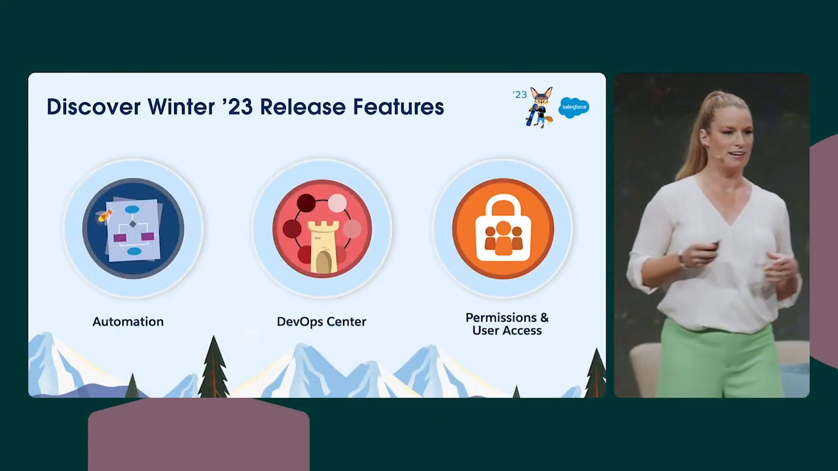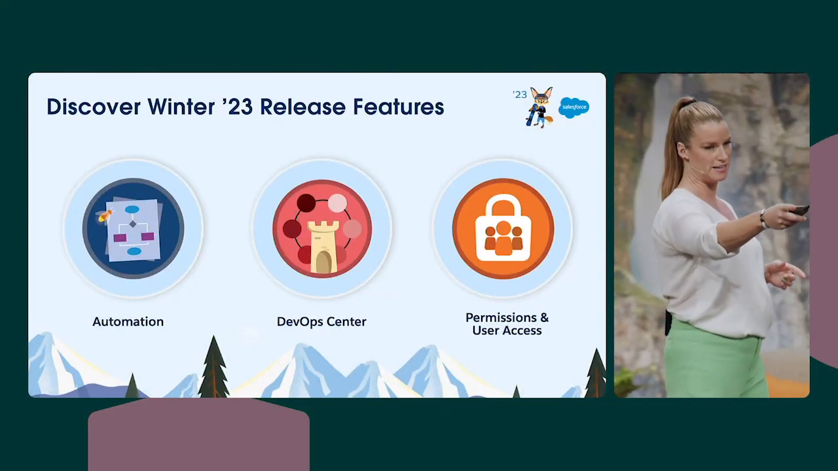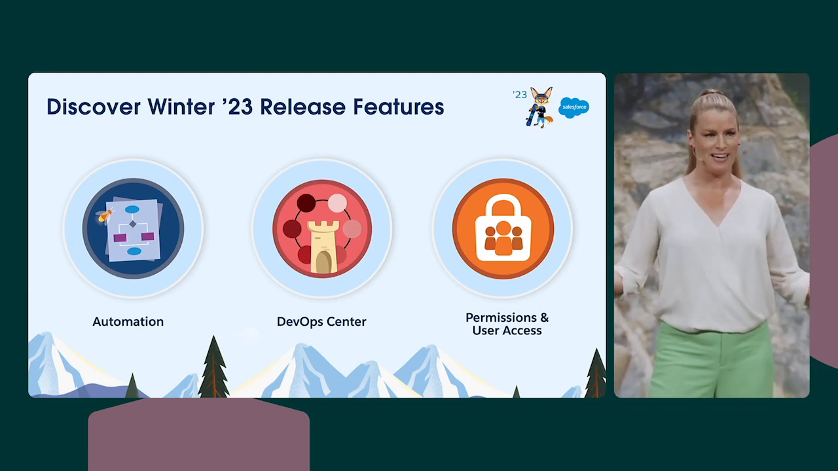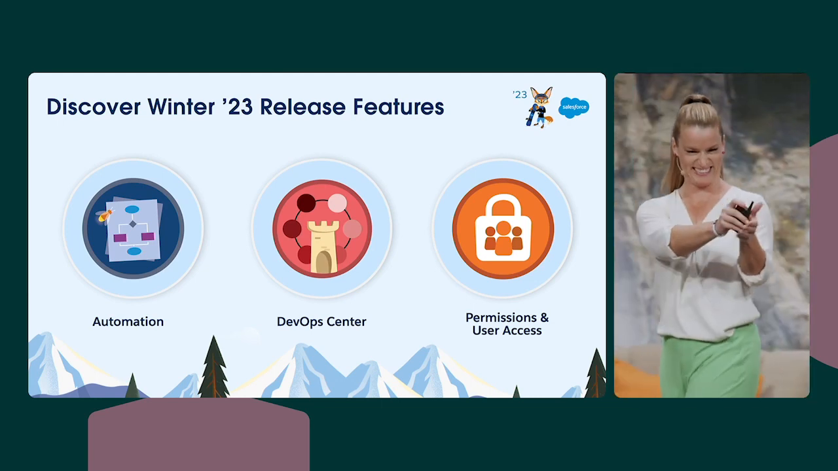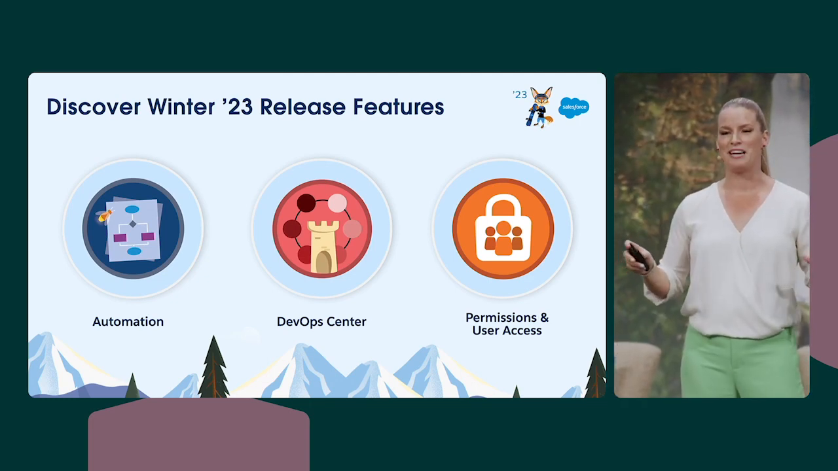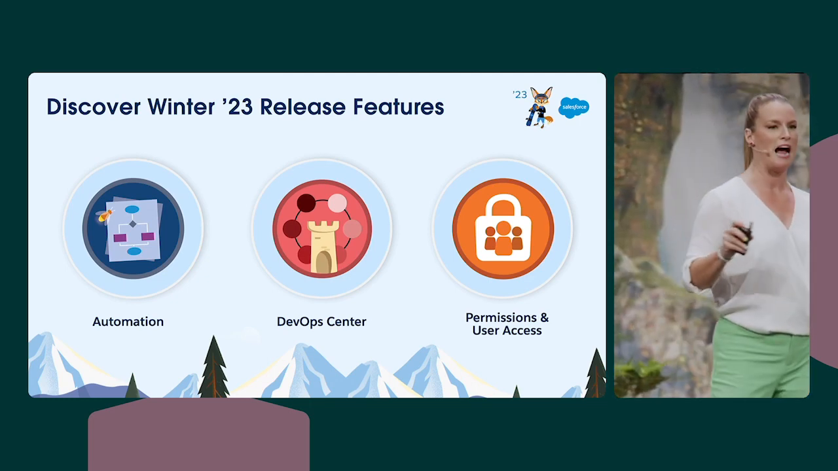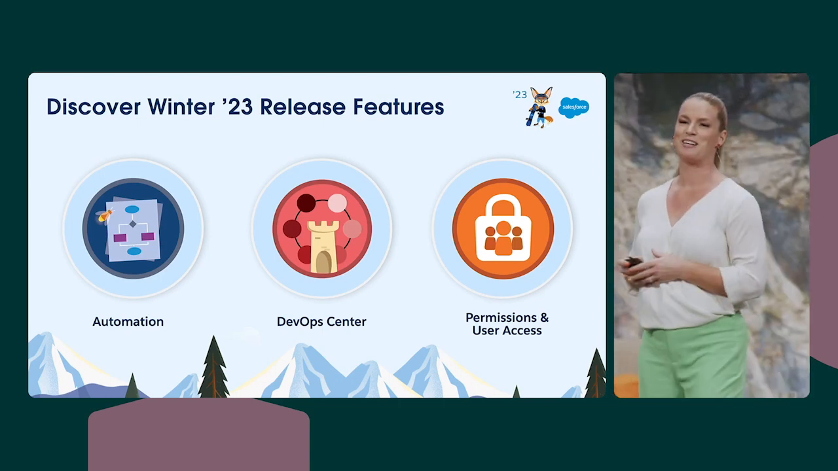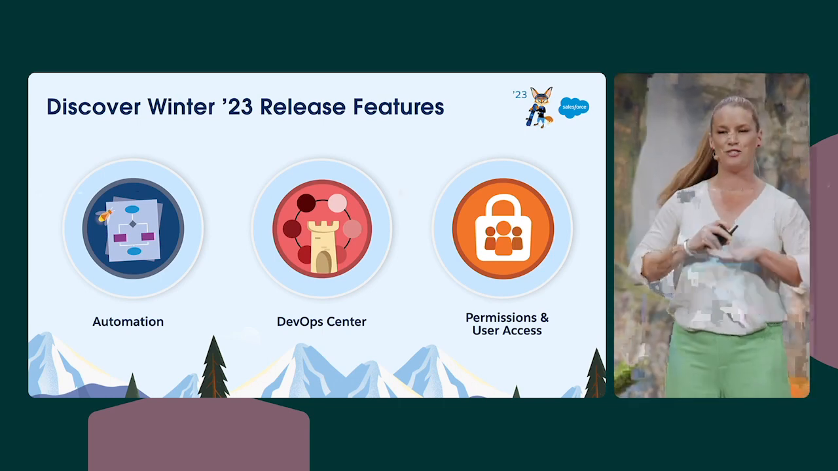We have 3 groups of features we're going to talk about. First, it's automation because, hey, I see Miss Queen of Automation here, Jennifer Lee in the house. Shout out for Jennifer Lee. How amazing did she do in the keynote this morning, everybody? Then we're going to talk about DevOps Center, which is going to completely blow your minds on how you make changes in your org and track the changes. And then we're going to talk about a topic that is near and dear to every single admin, permissions and user access. And we got a rock star lineup of product managers who are going to talk about it.